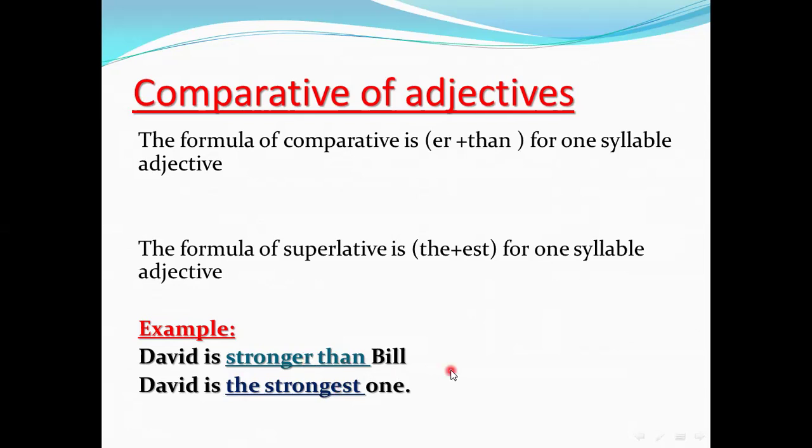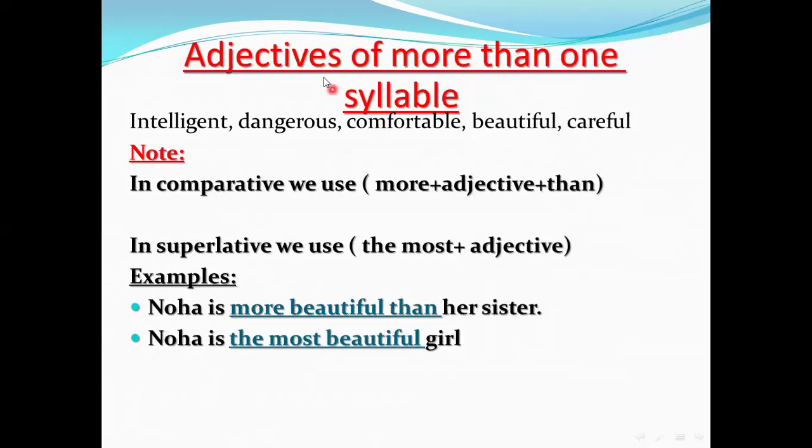Let's go to another item here: adjectives of more than one syllable. When we have longer adjectives, we don't add er or est. We have adjectives of more than one syllable like intelligent, dangerous, comfortable, beautiful, careful. In this case, in the comparative I use more plus adjective plus than. In the superlative, we use the most plus adjective. Like this: Noah is more beautiful than her sister. Noah is the most beautiful girl.